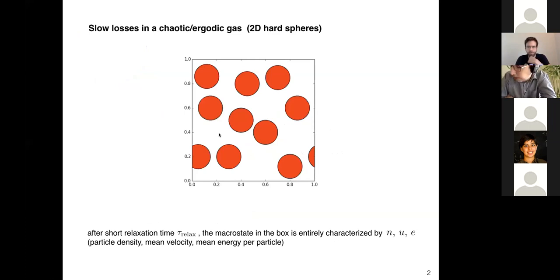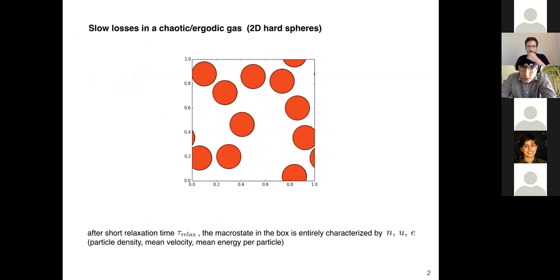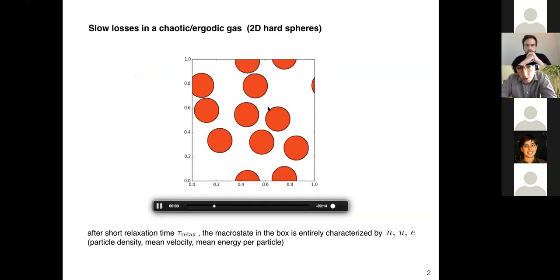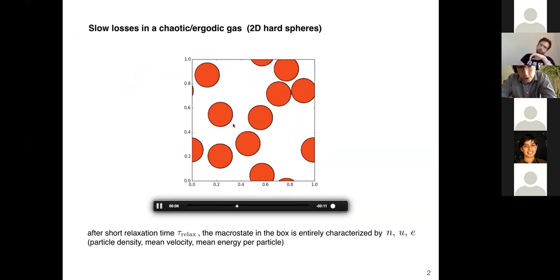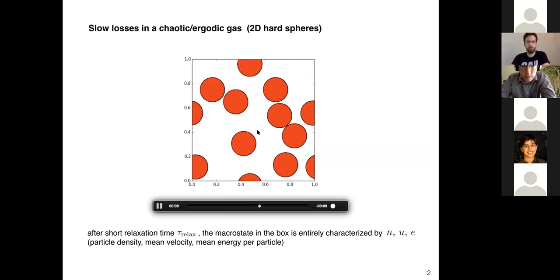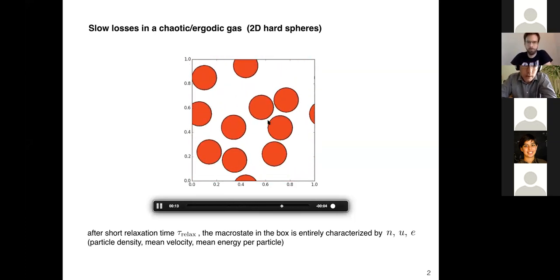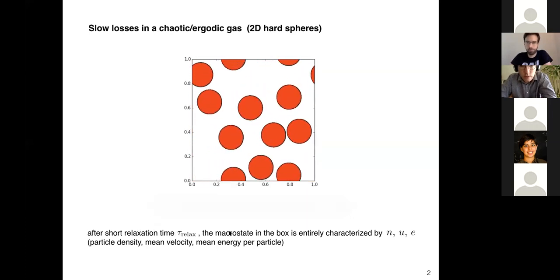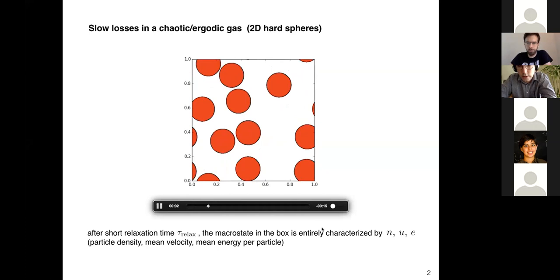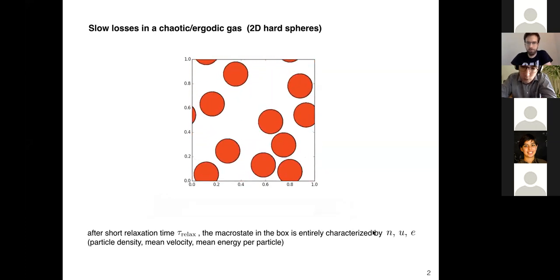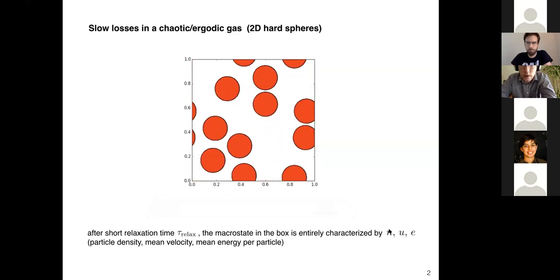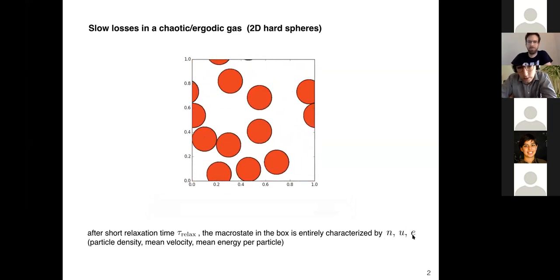So I'm going to start very slowly. Imagine that we have some model for a gas, like two-dimensional hard spheres, and initially the spheres are at rest, and we kick one of the spheres. Then very quickly, because of collisions, the energy and momentum that we have put into the system is shared among all the degrees of freedom. And so after some short relaxation time, the state of the system inside the box is entirely characterized by a small number of quantities, here three quantities only: particle density, mean velocity, and mean energy per particle.